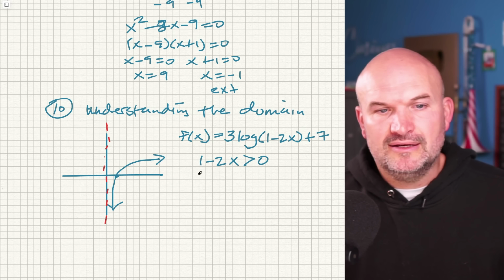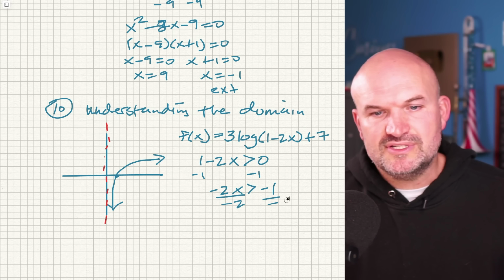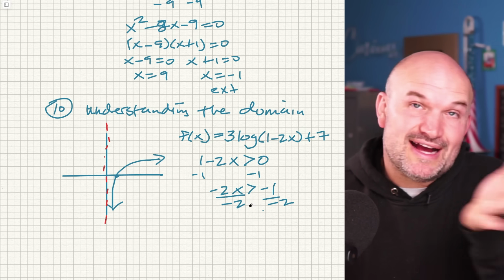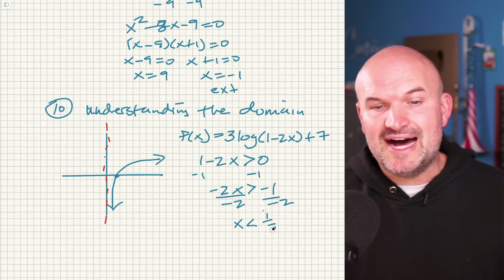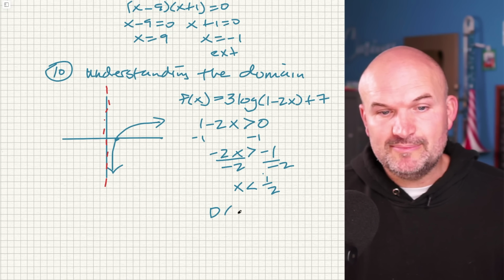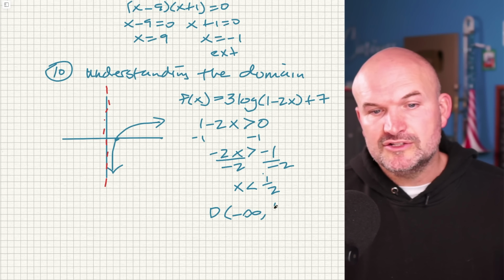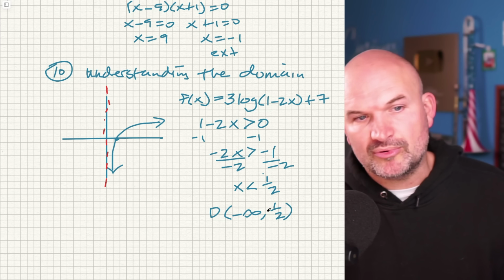So to find the domain, I'm just going to solve for x. So I subtract 1. Negative 2x is greater than negative 1. Divide by negative 2 on both sides. Remember, when you divide on both sides by a negative, you've got to flip the sign. So x is going to be less than a positive 1/2. So my domain is going to be from negative infinity to a positive 1/2. Now, again, it's not included. That's why we use our parentheses.